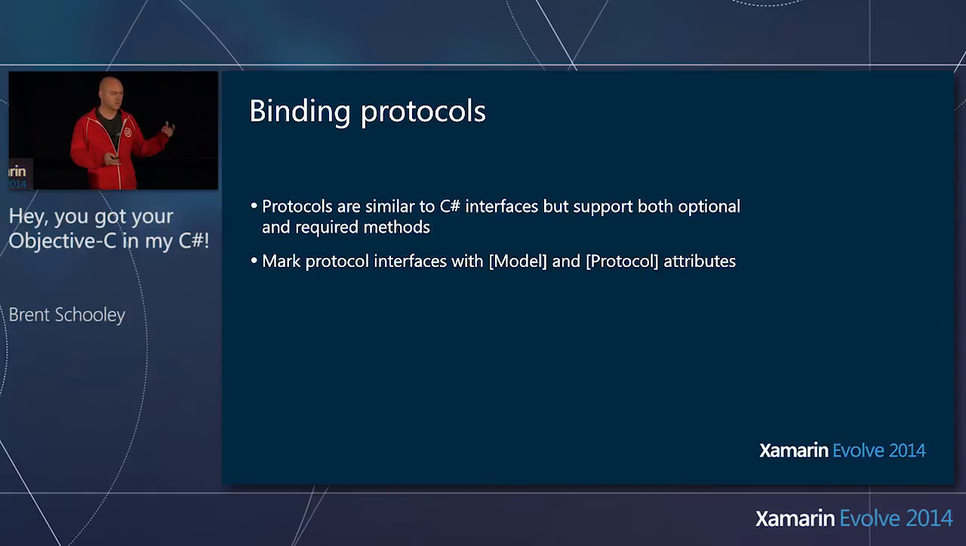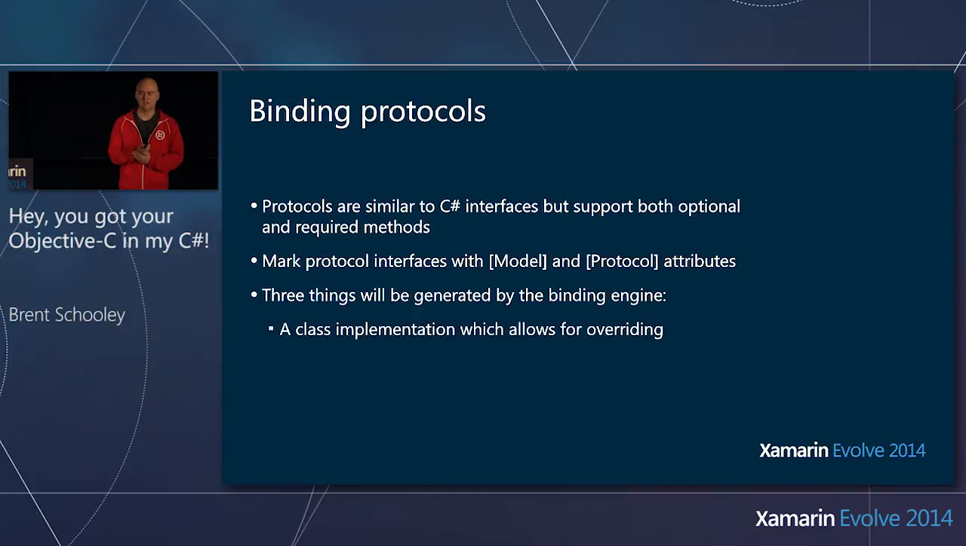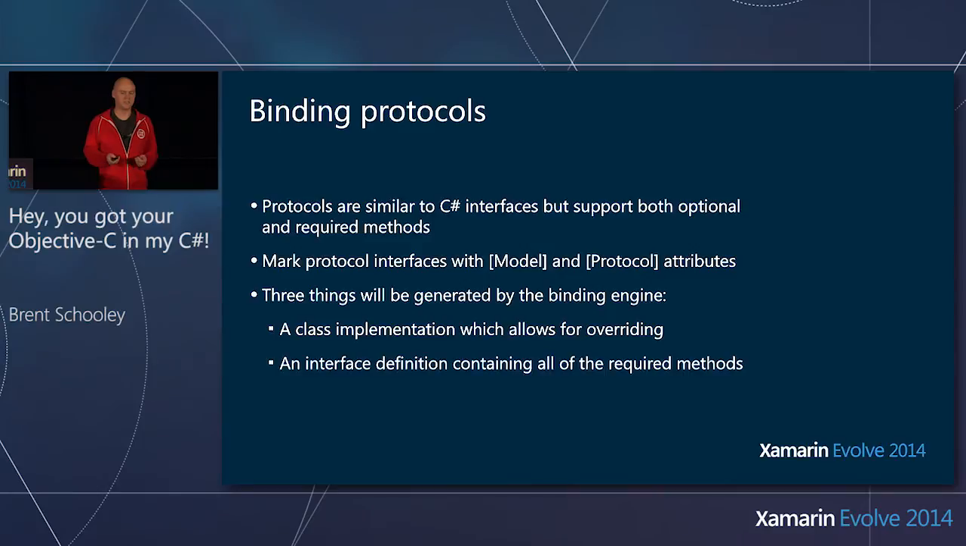If you mark the classes that are protocols, the interfaces that are protocols, with model and protocol attributes, three things will get generated for you. And I'll show you what they look like. But three things will get generated for you by the binding engine. You'll get a class implementation. It's a bit like an abstract class, so you can override it. This is if you wanted to create a subclass of this protocol and use that directly and potentially extend on it. That's not the typical use case now because in Monotouch 7, we got an interface definition.